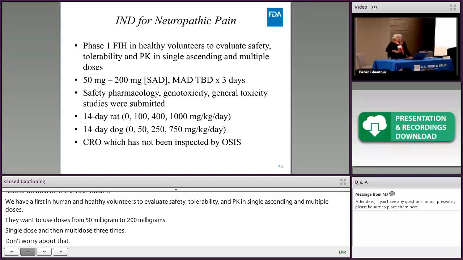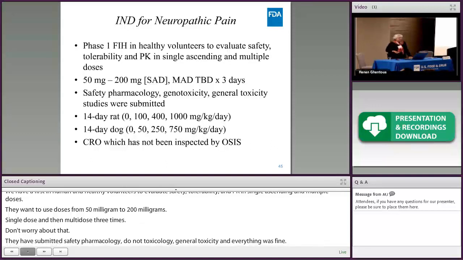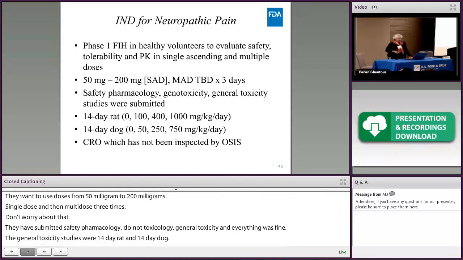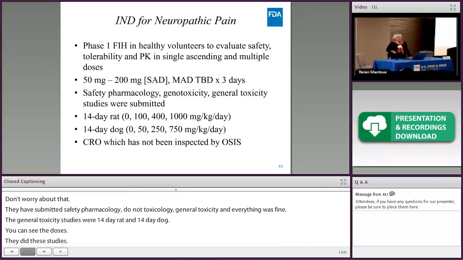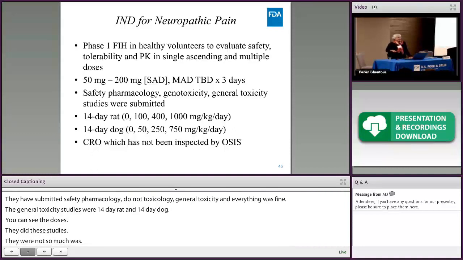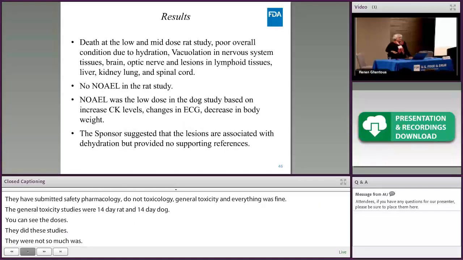Everything was fine. So their general toxicity studies were 14-day rat, and these were the doses, and 14-day dog, and there's the doses. The CRO where they did these studies was not familiar to us. I've never heard of that CRO before. And we contacted OSIS, they are our inspection group at FDA, and asked them, and they haven't inspected that CRO. It was from outside the country.